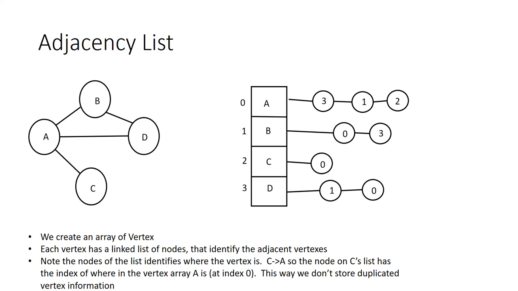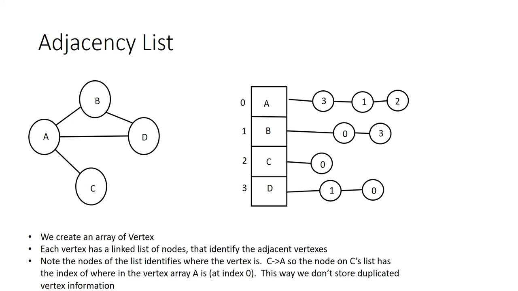Now, notice what I'm doing here is I'm putting the index of the array in there. So for example, A has a relationship to D. The index that D is at is 3. So on my linked list coming out from A, I have a node with a 3 in it. That tells me I can take that 3 and use it as an index into the array and see that, oh, that's D.